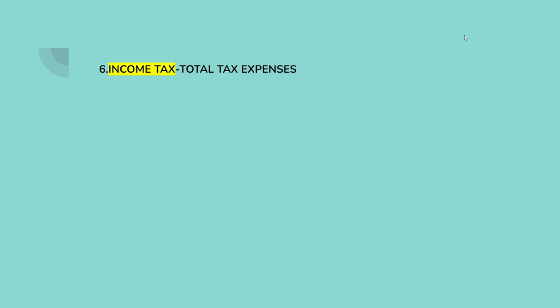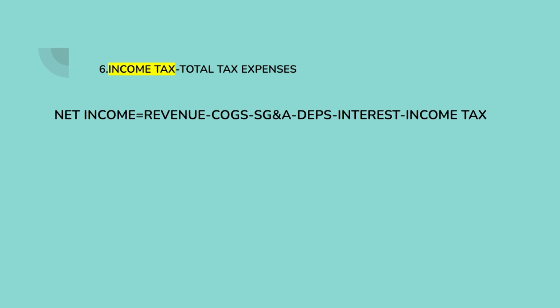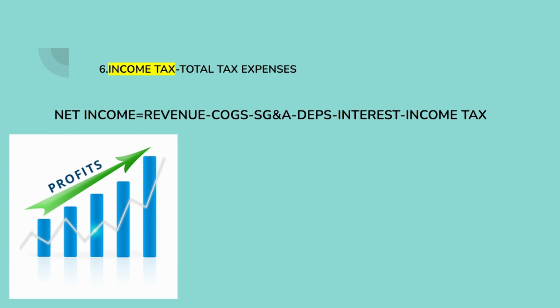Last line item, that is income tax. Well, income tax is the total tax expense, or you can say the liability that is owed to the government. So if the company is making profit, the government takes income tax. As we know, it is also imposed on individuals. Whenever a profit is earned, income tax is taken. So the net income that belongs to the company is revenue minus COGS minus SG&A minus depreciation minus interest and minus income tax.